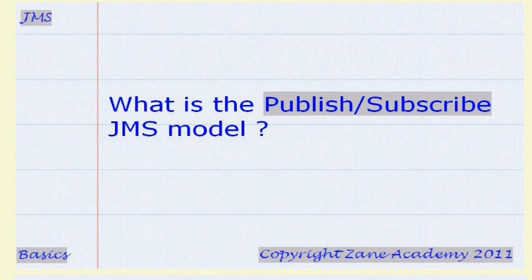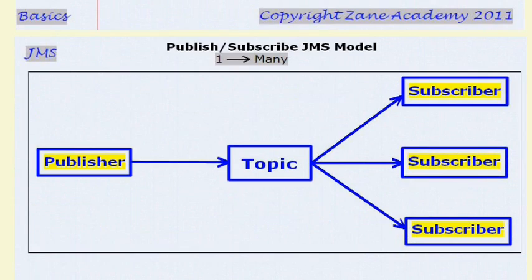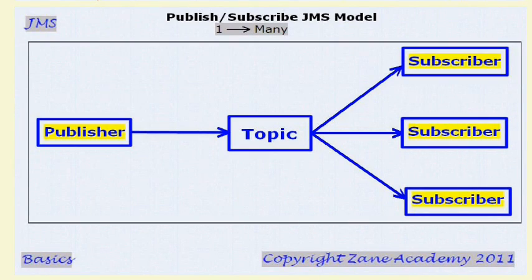We mentioned that there are two models, so let's talk about the publish-subscribe model. What is the JMS publish-subscribe model? It's essentially a one-to-many model, since we have one publisher that is publishing messages to a topic, and many subscribers that can receive the message published by that publisher.